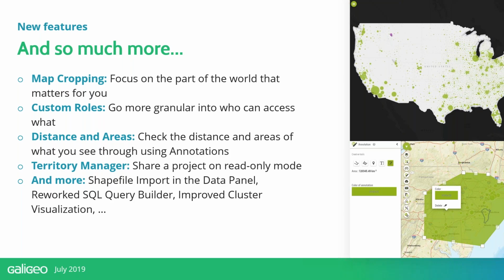The other one is more for the administration panel: the custom roles. So now you can create your own roles. You know the roles of Galigeo: who can create a map, who can consume a map, who can use this or that feature, etc. But these are predefined roles that we have defined, and now with this version you will be able to define your own roles and say, for example, this person can consume a map and can also access printing. But this person can access printing and also create maps, etc. So you have this possibility.